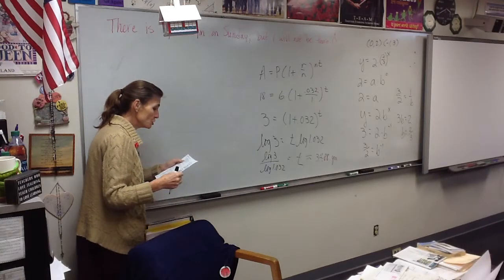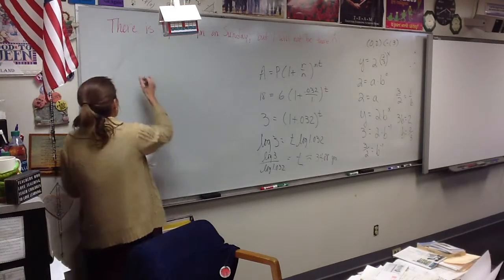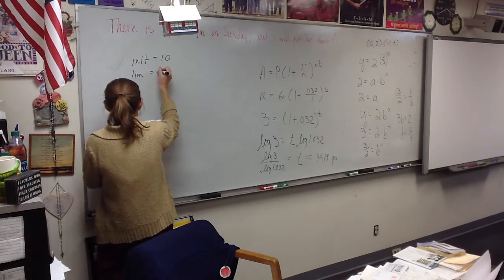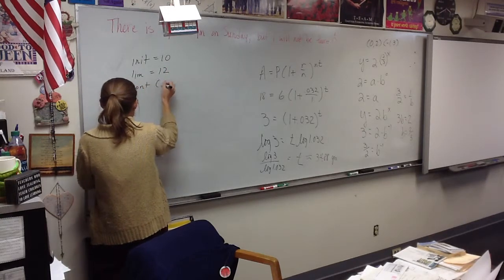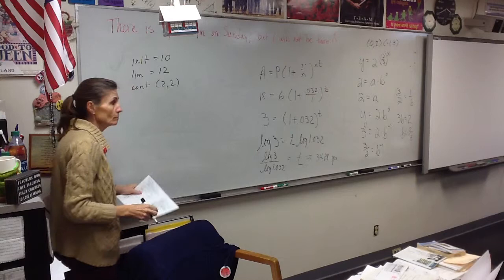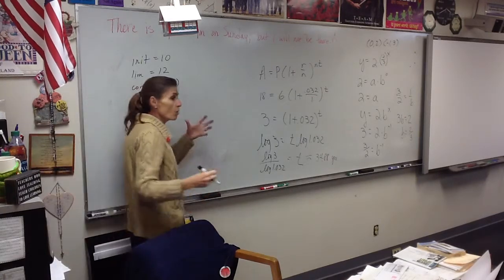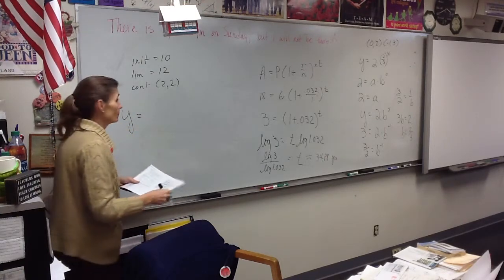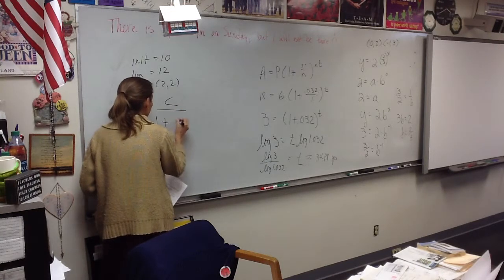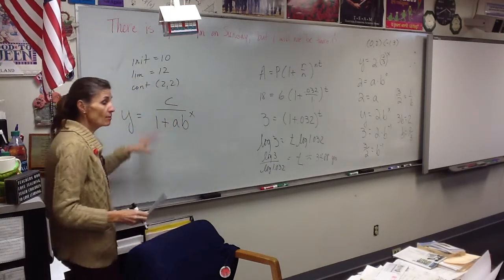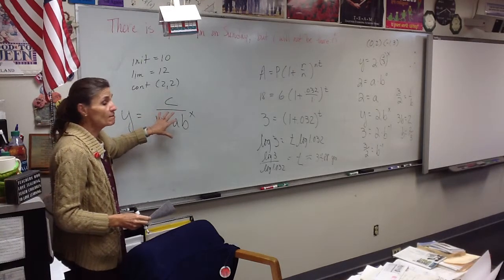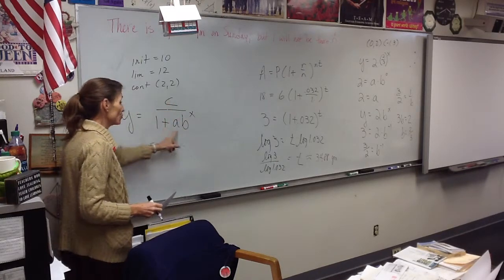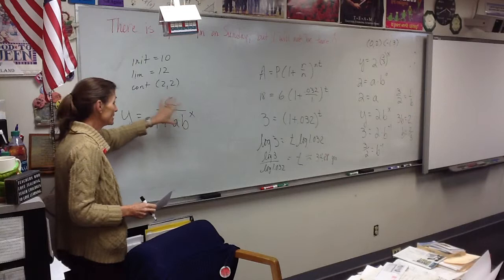Now I have a logistic function with an initial value of 10, a limit to growth of 12, and passing through 2, 2. What equation framework do I start with? Y equals C over 1 plus AB to the x. Those letters might be in a little different order than I had them before. It doesn't matter. Whatever letters you use, irrelevant. Don't worry about that. This is the framework.